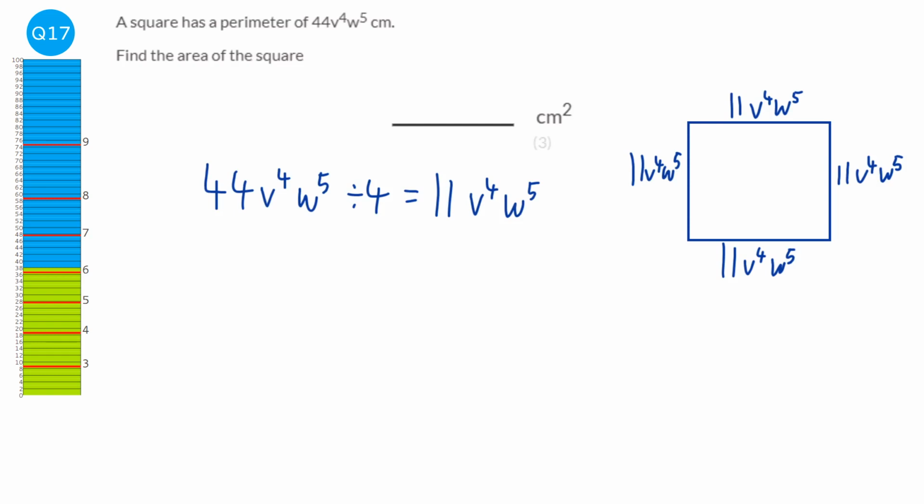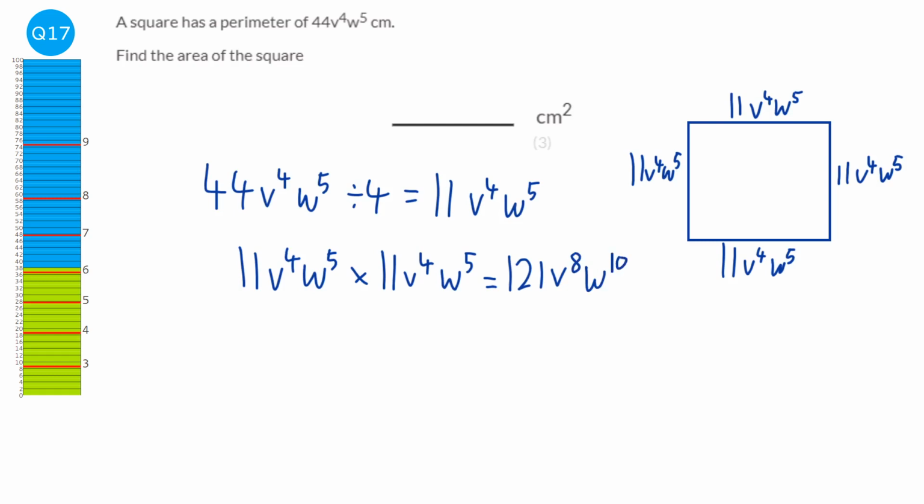And to work out what the area is, we obviously are going to square that. So we're going to do 11v to the power 4 w to the power 5 and just times it by itself, which is what squaring means. We times the 11s together, so that's 121. We times the v to the power 4s together, and remember with indices, if you times two powers of the same base, and they're both v, then we just add the powers together, so that'd be 8. And we add the w to the power 5s together, so that makes 10. So it's 121v to the power of 8, w to the power of 10.